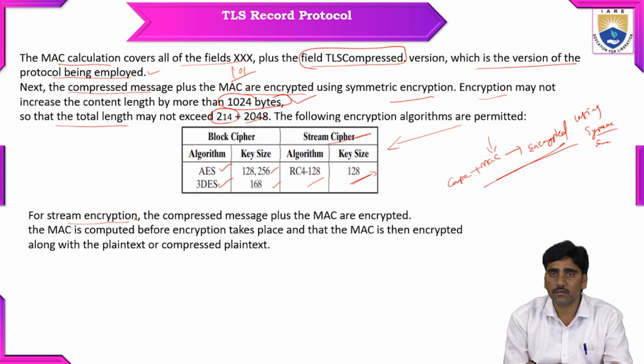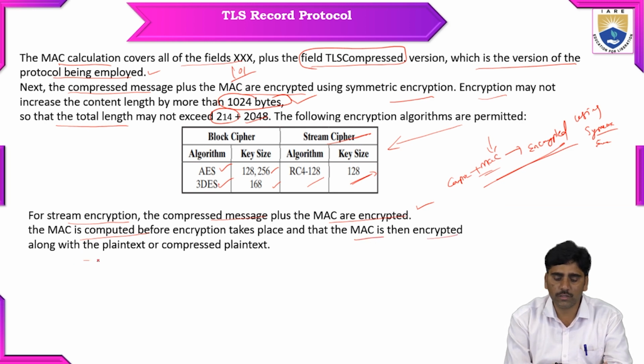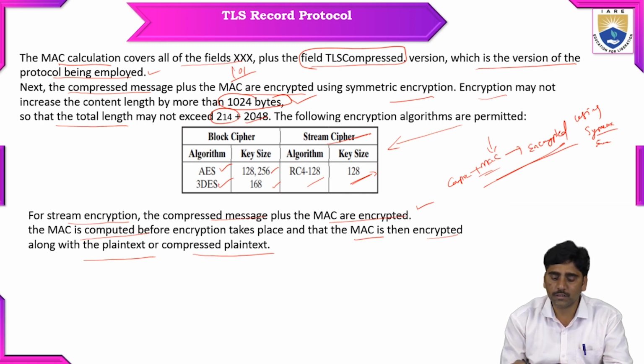For stream encryption, the compressed message plus the MAC are encrypted. The MAC is computed before encryption takes place, and then the MAC is encrypted along with the plaintext or compressed plaintext. So if it is compressed, then MAC authenticated, then encrypted, before encrypting it should be authenticated along with the compressed data.